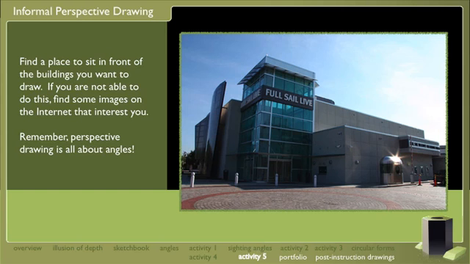You will do a freehand perspective drawing of a cityscape from observation. Remember, perspective is all about angles. You need to sit in front of the buildings you want to draw. If you do not have access to buildings, find some images on the internet that interest you.